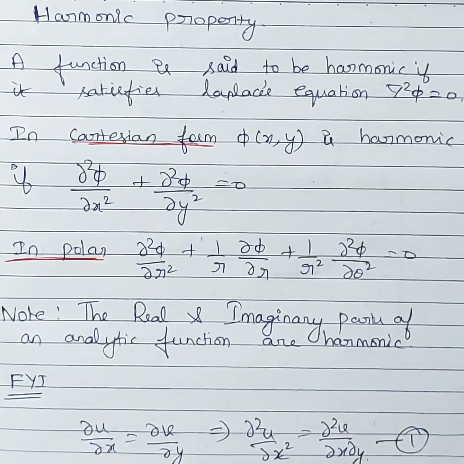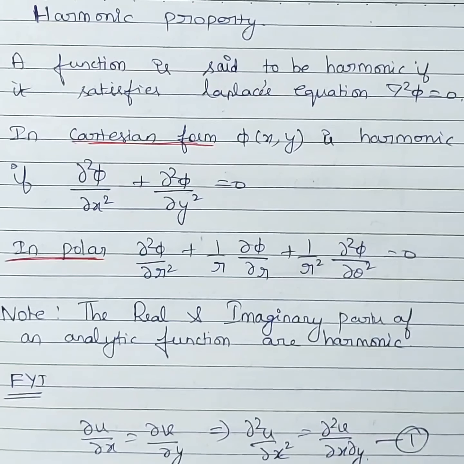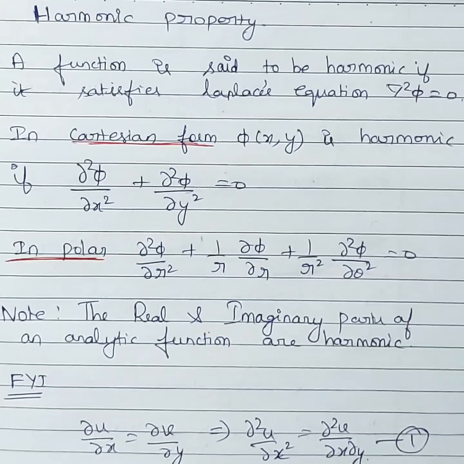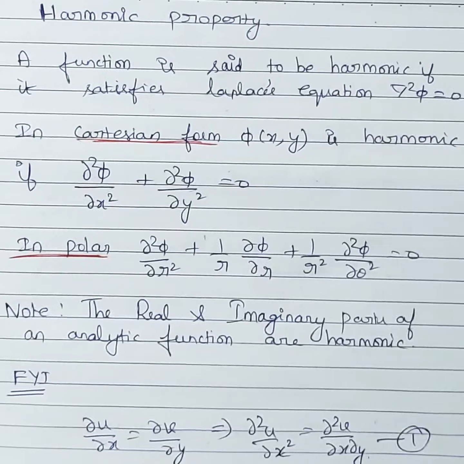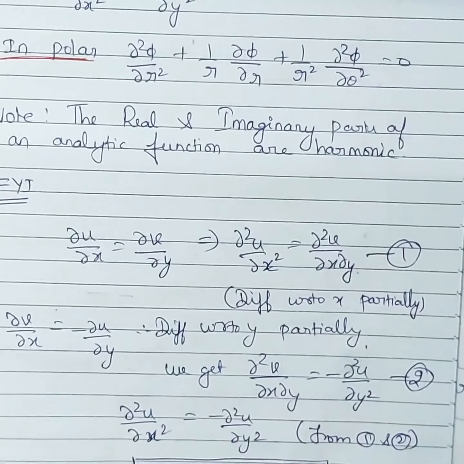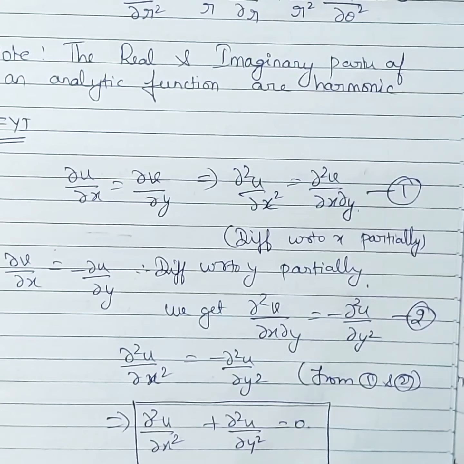And here the real and imaginary parts of an analytic function are harmonic. What are those real and imaginary parts? U is the real part and V is the imaginary part. So we are saying that U and V are harmonic. Of course, we can prove this from the CR equation. It's a very easy proof, so they won't ask this in the exam, but still.